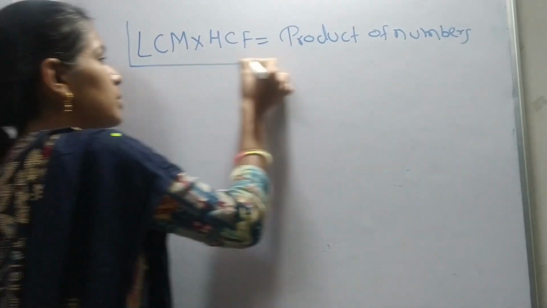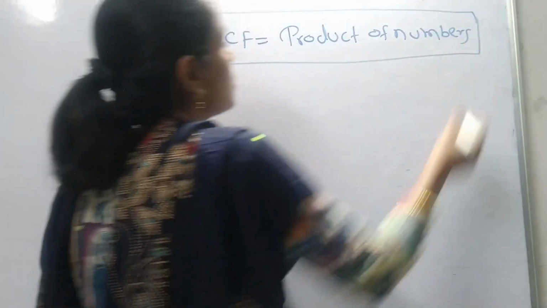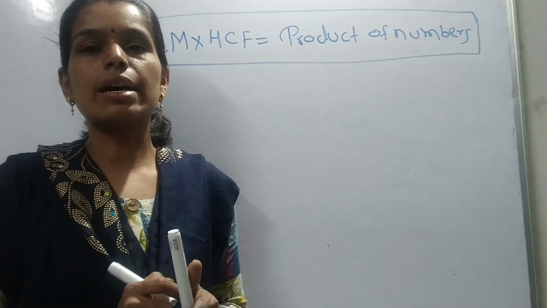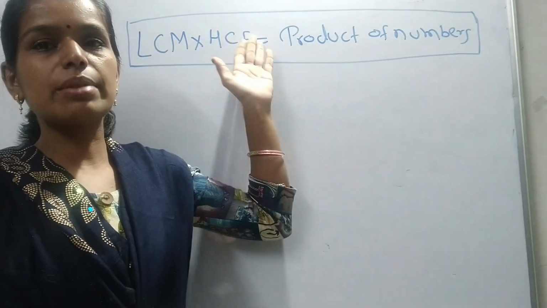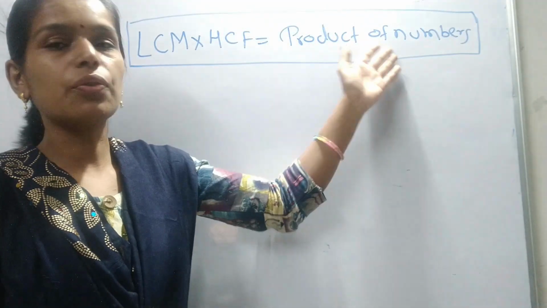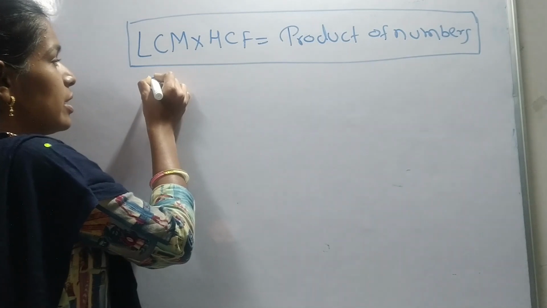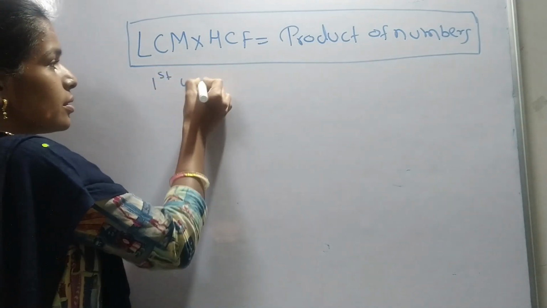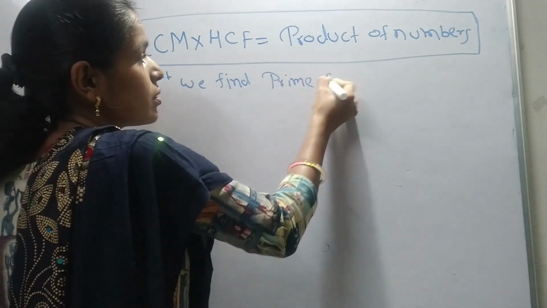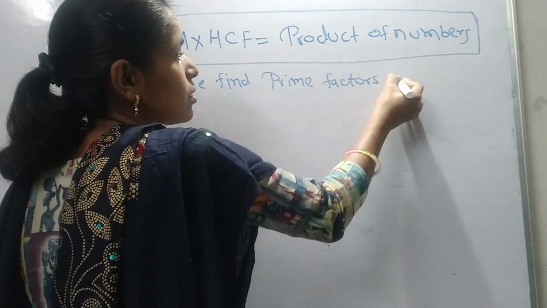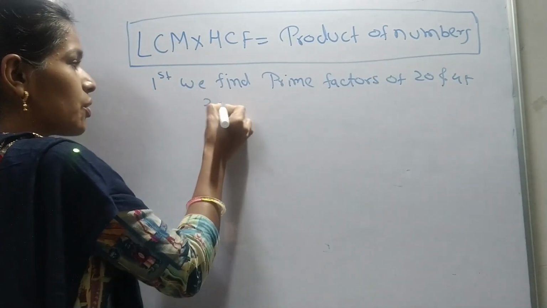Let's prove this relation with the help of an example. Let's consider the example 20 and 45 to verify this result. Product of LCM into HCF is equal to the product of the numbers. So let's study 20 and 45. Firstly, we find the prime factors of 20 and 45.